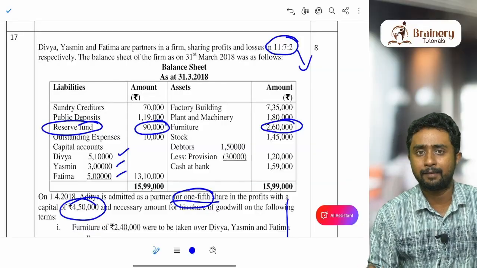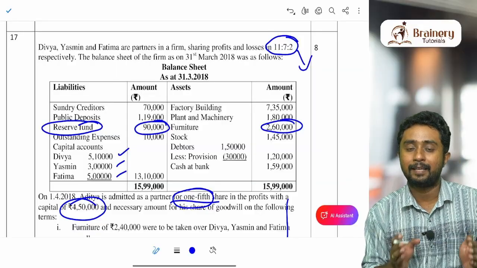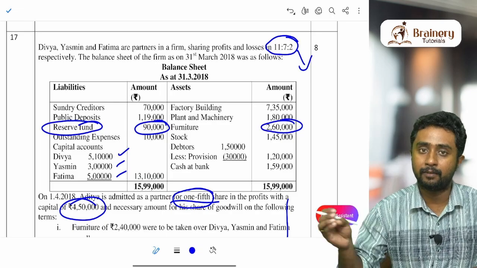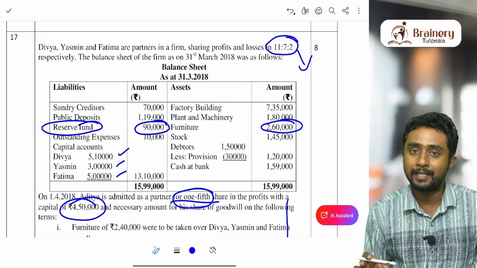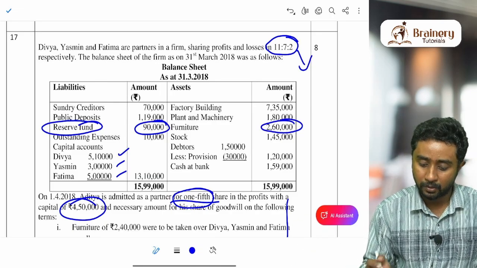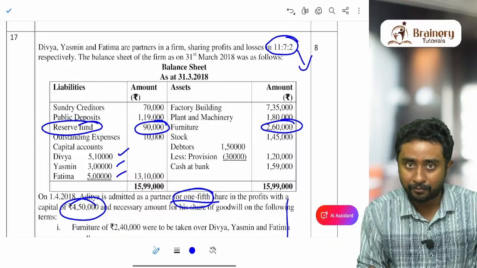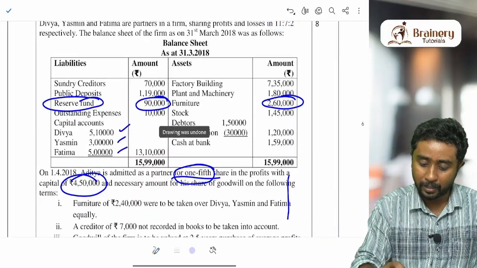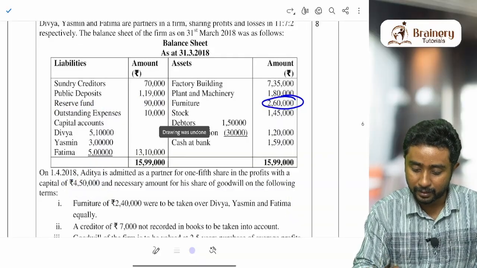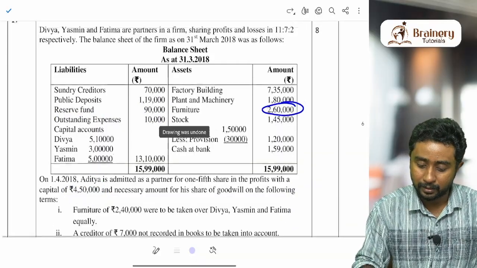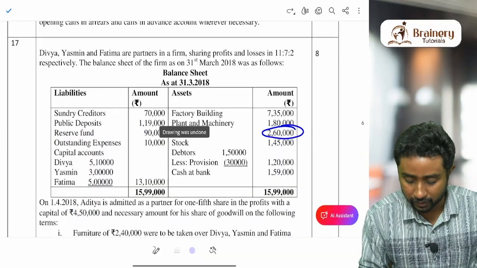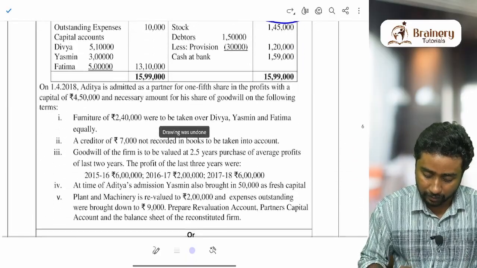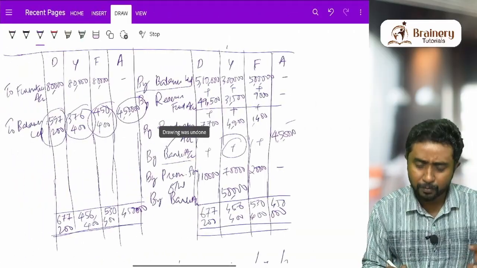So what is the sacrificing ratio? If any partner sacrifices his share of profit in favor of another person, and you put that sacrifice together in the form of a ratio, that ratio is called the sacrificing ratio. It is the duty of the newly coming partner to share some compensation with the sacrificing partners in this 11:7:2 ratio. That compensation is called goodwill or premium for goodwill.